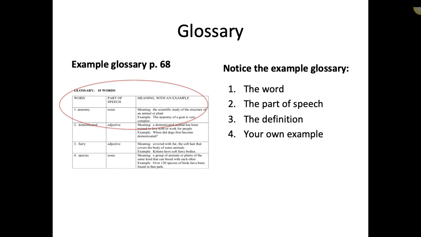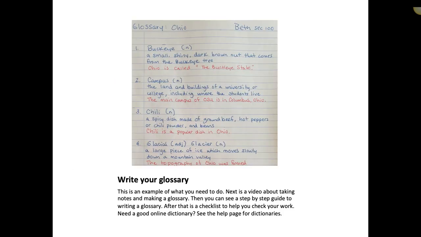So for each word, you need to include 4 things: the word, the part of speech, is it a noun, a verb, an adjective, or an adverb? The definition from the dictionary, and a sentence that you write by yourself. So now you can get started. Here's an example of a glossary.